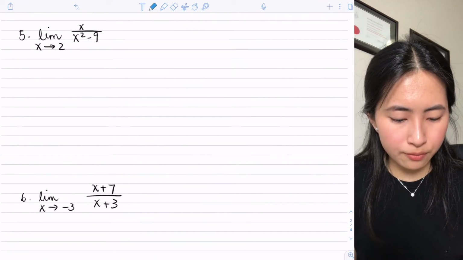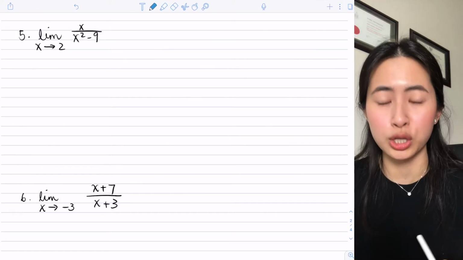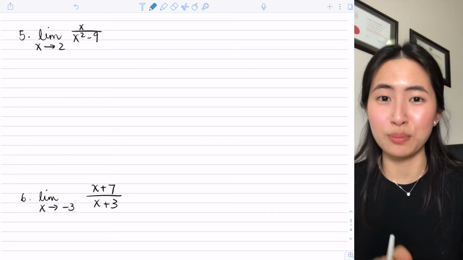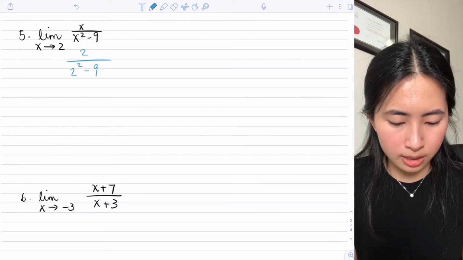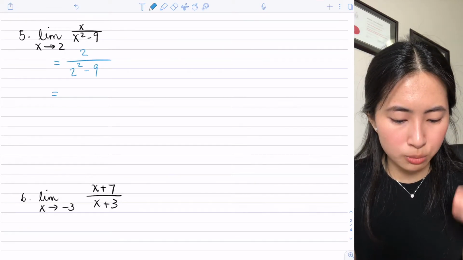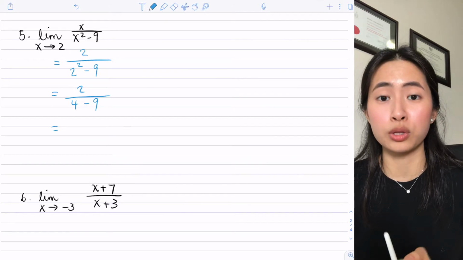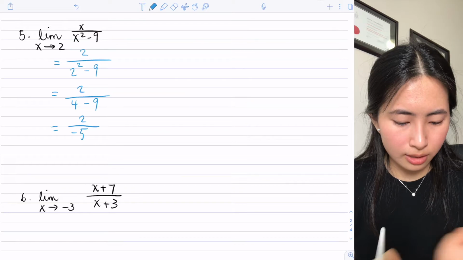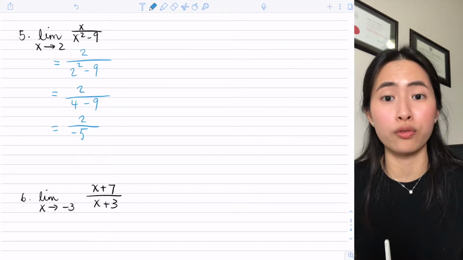Now for number 5, you have to evaluate the limit when x approaches 2 and you have a rational function, which is x over x squared minus 9. So all you do is take 2, plug that into your x, so you would have 2 over 2 squared minus 9. As a result, your numerator is still going to be 2, and your denominator is going to be 4 minus 9, and we know that 4 minus 9 is equal to negative 5. So you would have 2 over negative 5. So your limit when x approaches 2 is going to be 2 over negative 5.